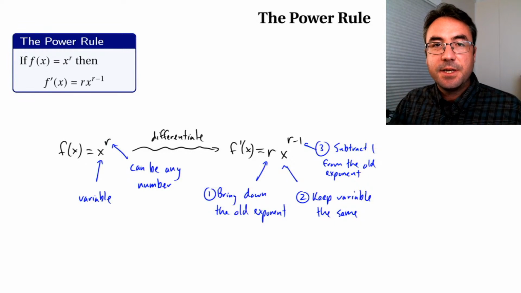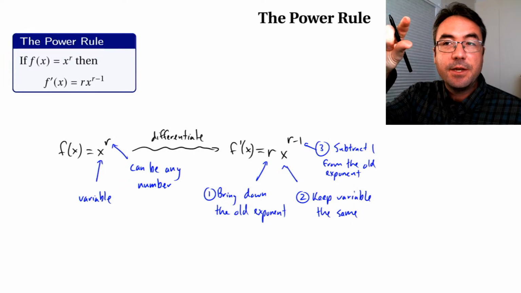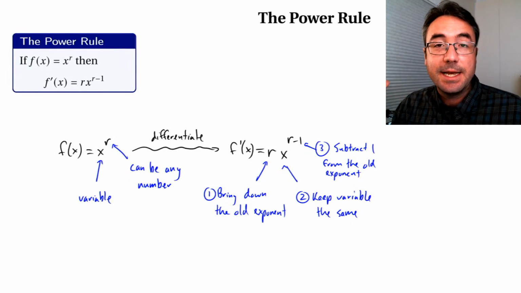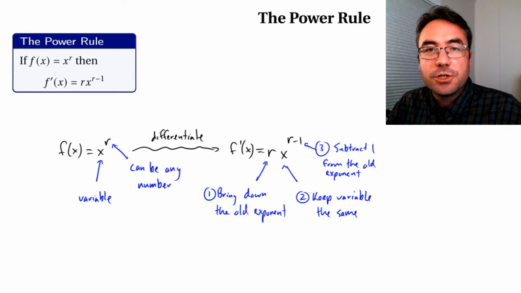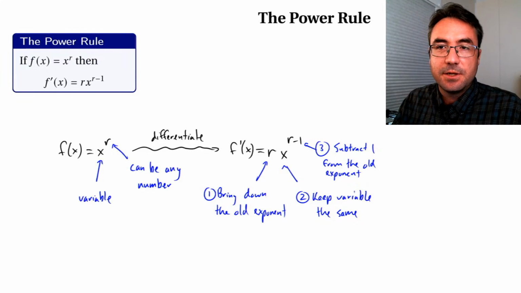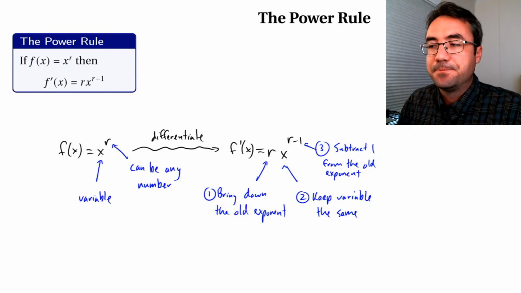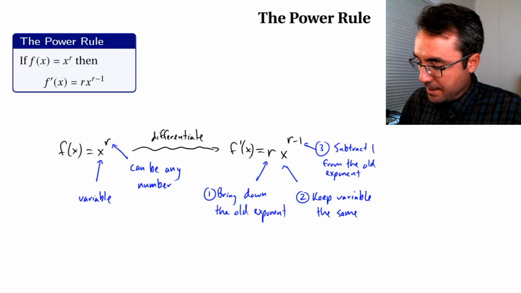So the process is you bring down the old exponent, put it in front, you keep your variable the same, and then you subtract 1 from the old exponent to get your new exponent. And that's really the process. So, you could just remember the formula. I tend to think of it as more of just a process of this is what you do. All right, so let's see a few examples.